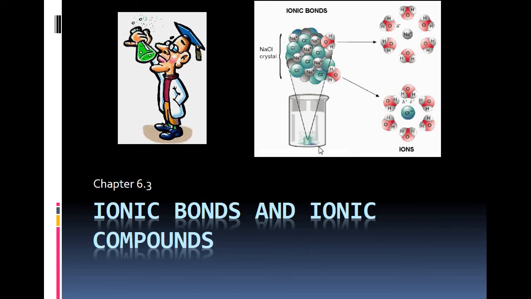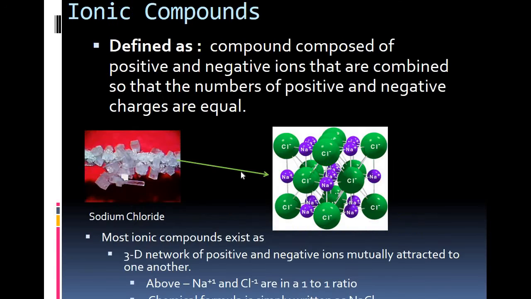Hello, class. We are going to move on from covalent bonds to ionic bonds and ionic compounds today. It is a completely different type of bonding. We started with covalent bonds, that is sharing electrons, and now we're moving on to ionic bonds, which is actually giving electrons to another atom. So you have the transfer of electrons.